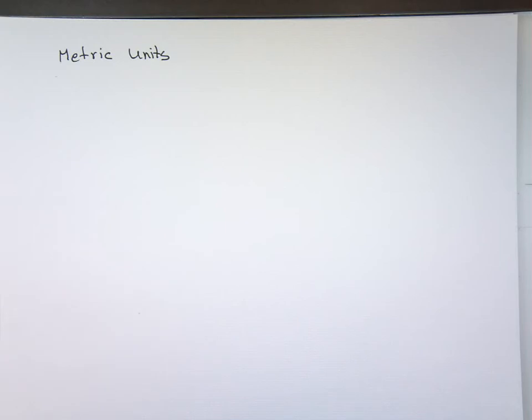For the metric units, the reason they're popular is because everything is a multiple of 10.